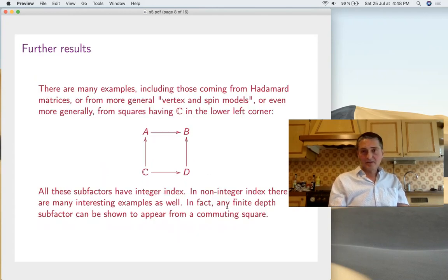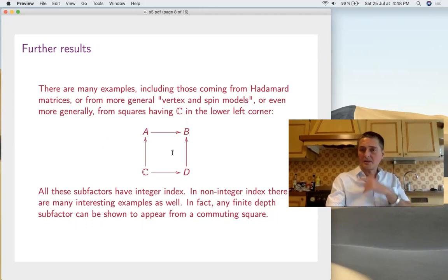So what are further results now? There are many, many interesting examples of subfactors which appear in this way. We already talked about Hadamard matrices. These are the square with C, M_n, and then two orthogonal masas. These are called spin models by Jones, for certain reasons. Also the vertex models, where you have C and then matrix algebras everywhere, and here a matrix algebra, here a matrix algebra, and here the tensor product.